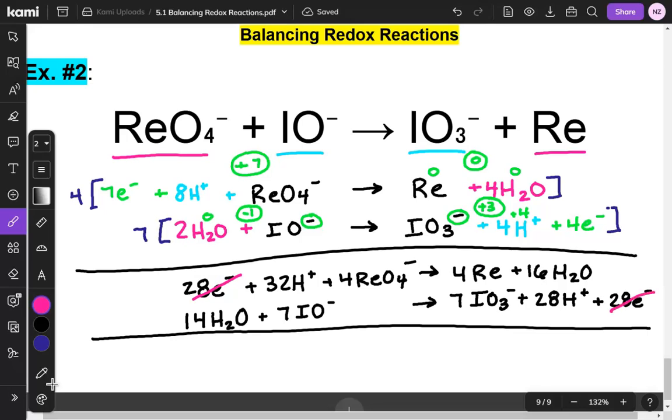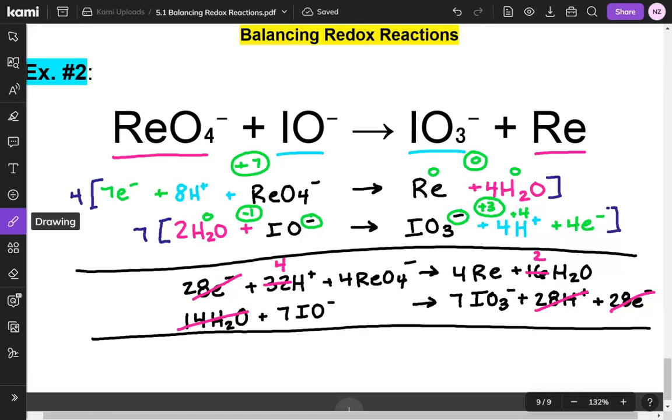Now, we have water on both sides of our reaction. I can get rid of all 14 of our waters on the left side. I can cancel 14 of the 16, so I'm going to have 2 left. So I'm getting rid of 14 of those 16. I'm canceling them out with the other side. I have hydrogen on both sides, so I can get rid of all 28, and I can get rid of 28 of the 32, so I will have 4 left.